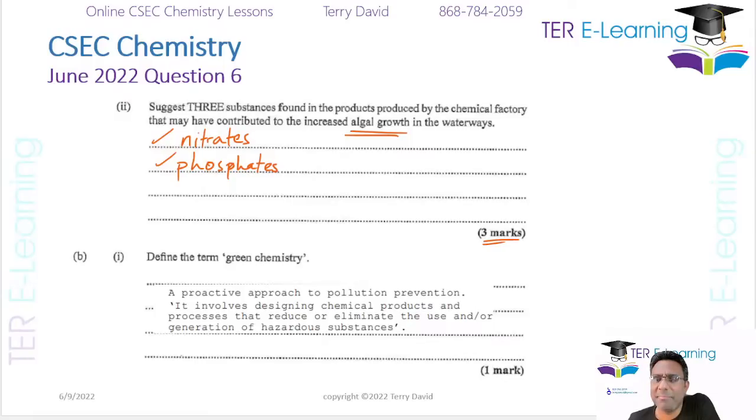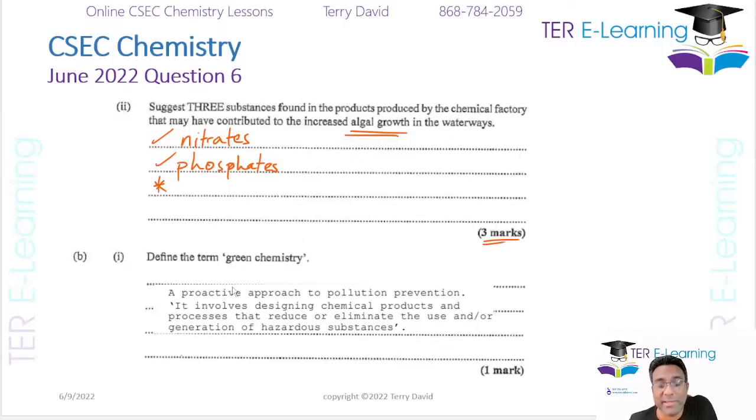Somebody's saying NPK. I guess substances that contain potassium in it, I suppose. Let's see. So we're missing one here, so we need some other thing there. I'm not sure what else they want us to put there.